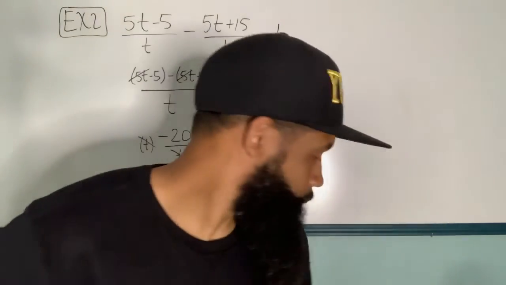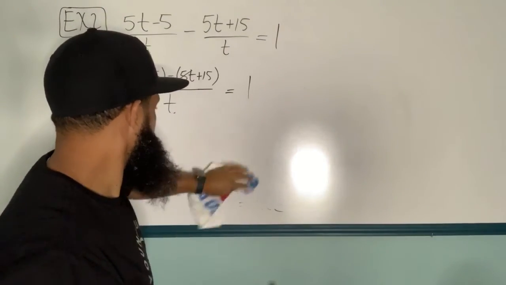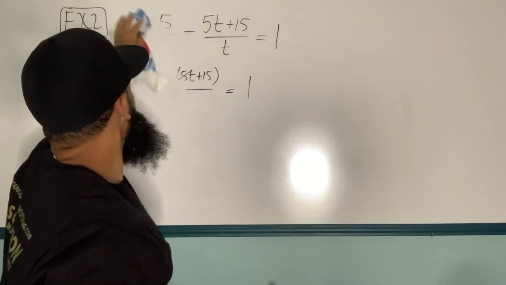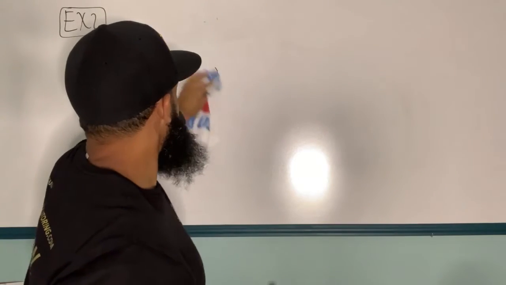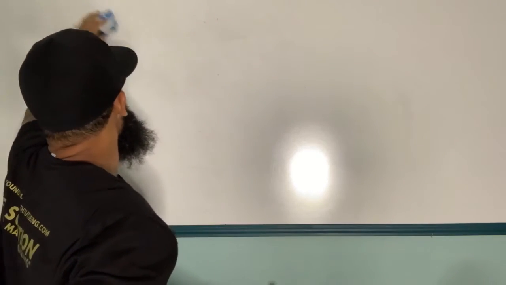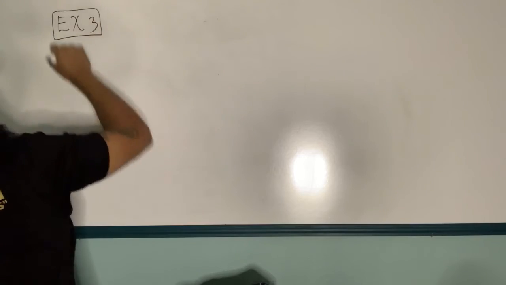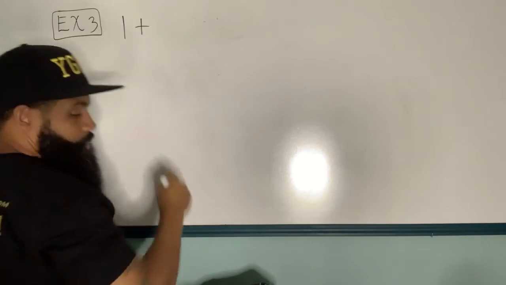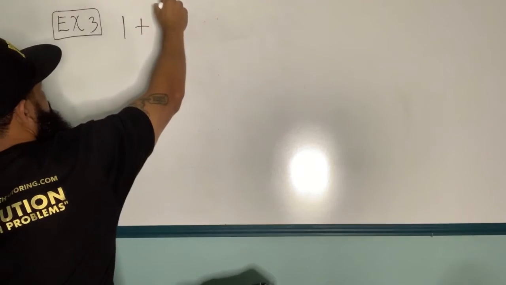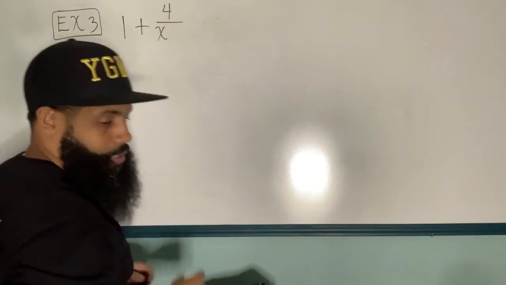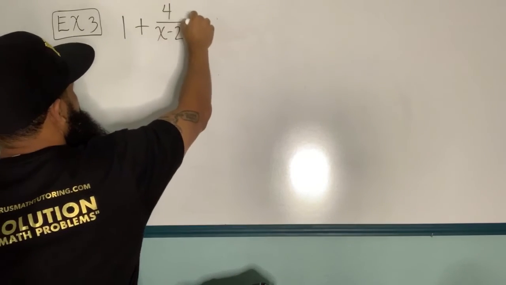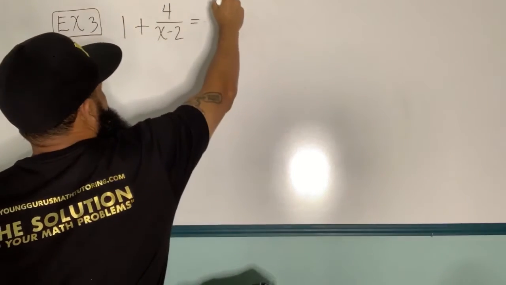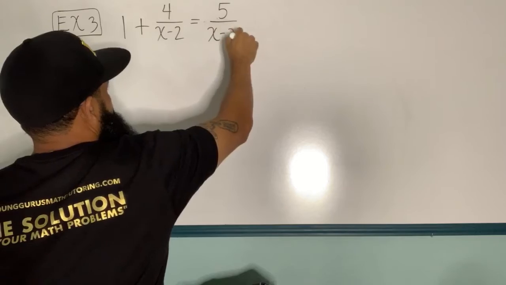In example 3, this one's going to be a little more tedious. I like to give my examples kind of going from easy and then getting more difficult as I go along the way. So in example 3 here, or as I like to say, example tree, for those of you that haven't seen any of my videos before, let's say if I had 1 plus 4 over x minus 2, and I want to set that equal to 5 over x minus 2.